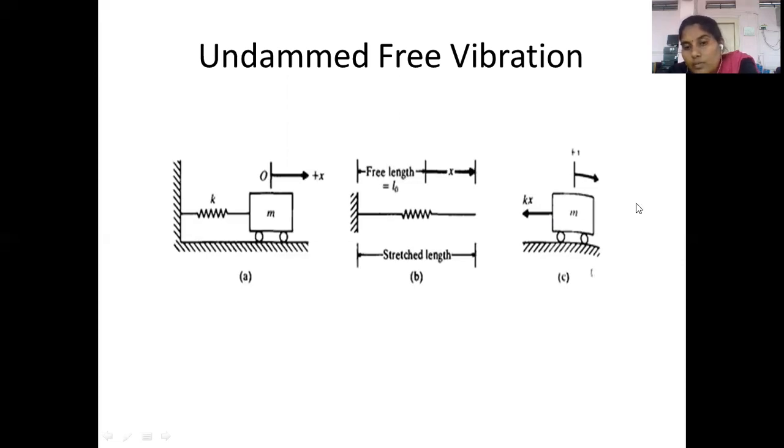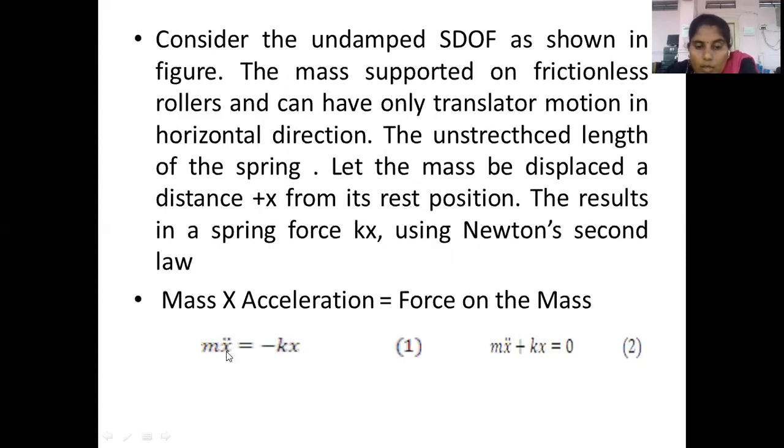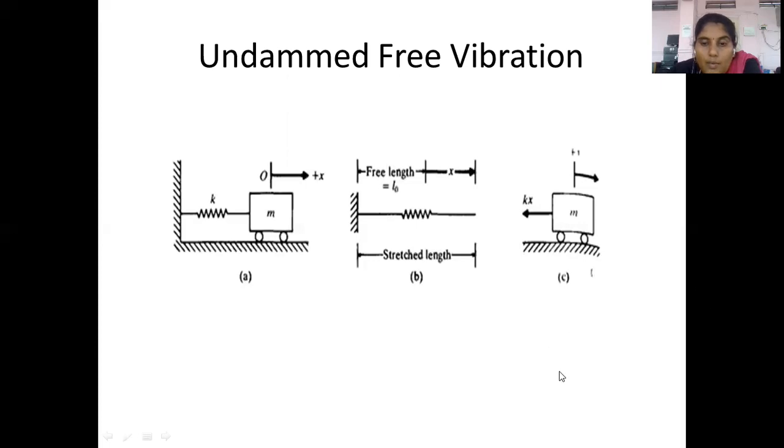The external force is 0. But note that kx is in the opposite direction to mx double dot: kx is in the negative direction and mx double dot is in the positive direction. Based on this, we can write the equation as mx double dot equal to minus k into x. So the total equation becomes mx double dot plus kx equal to 0. That is equation number 2, which is produced from this mass spring damper system.